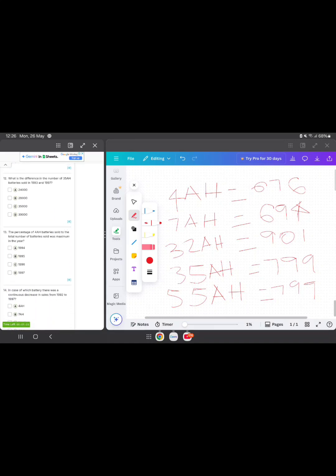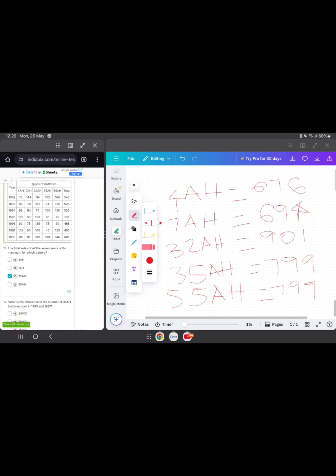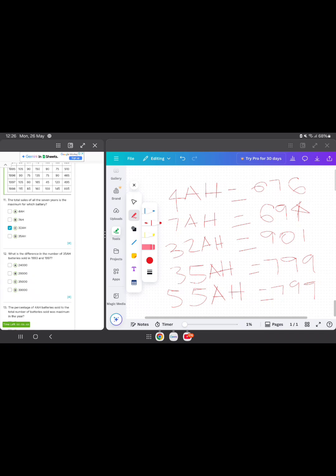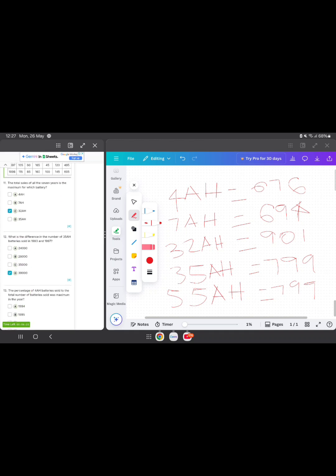Okay, and then what is the difference in the number of 35AH batteries sold in 1993 and 1997? Okay, for 35AH, for 1997 we have 45 batteries, and for 1993 we have 84 batteries. So 84 minus 45 gives us 39. So that will be option D.